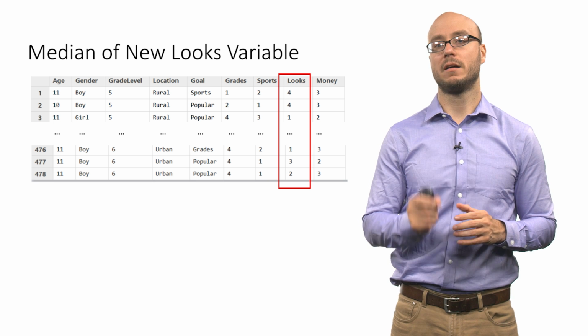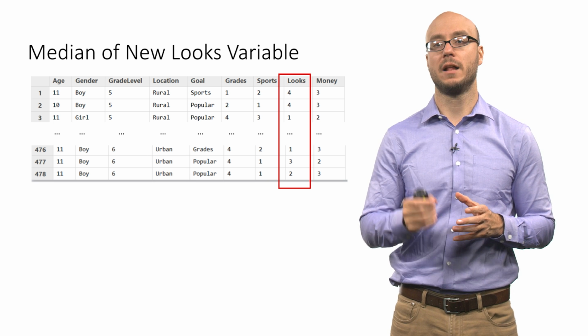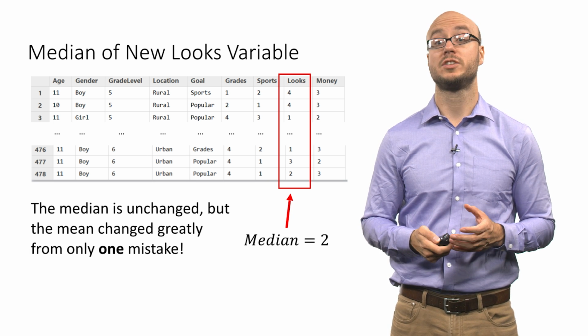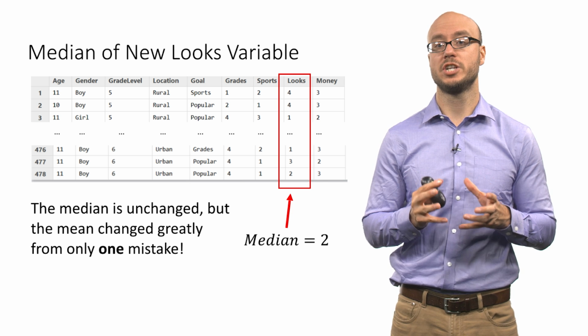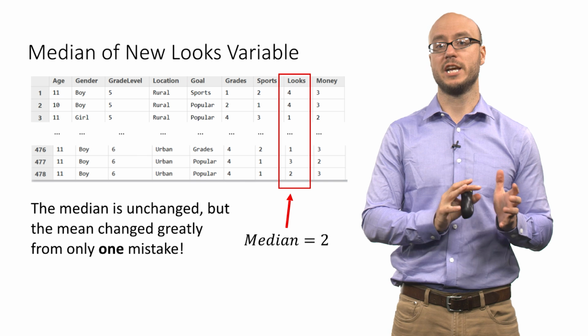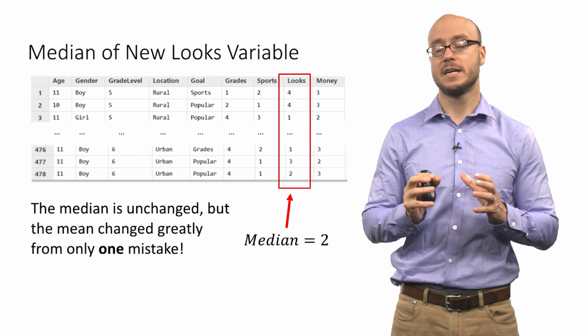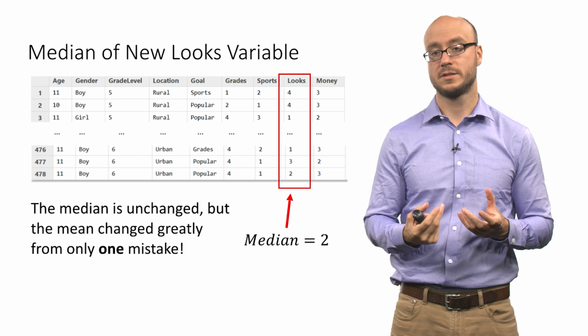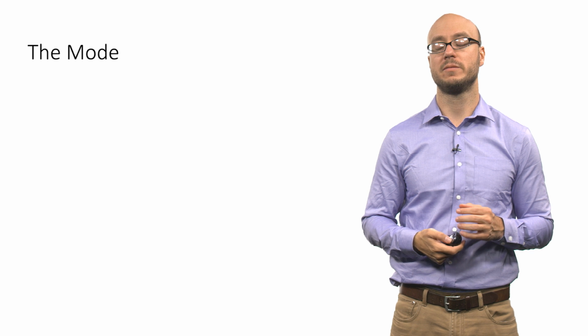But what happens if we calculate the median, or the 50th percentile, of this looks variable? Well, the median is 2. So the median is unchanged. And the important point here is that the mean changed, but the median did not. And that's because the median is robust to outlying values or extreme values.